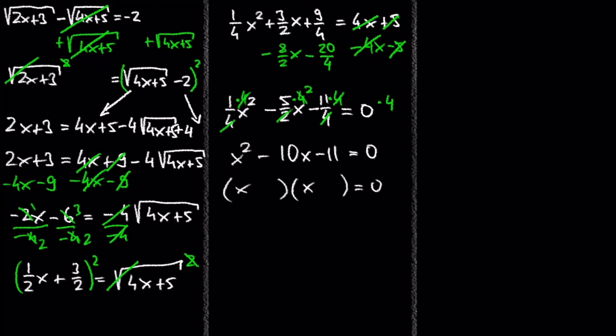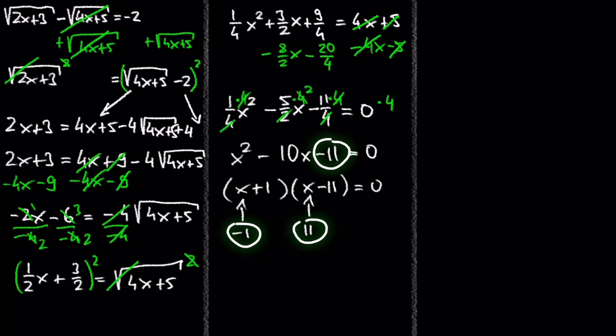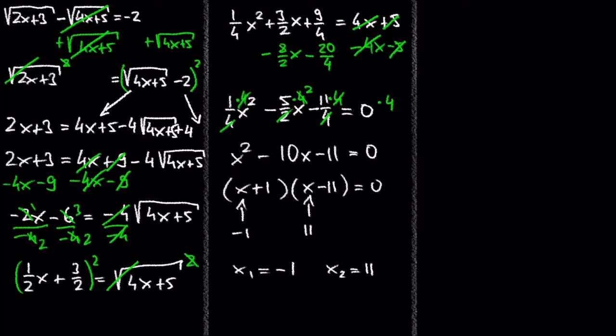Which two numbers multiplied are negative 11 and the same numbers added are plus 10? Feel free to pause the video and try to find the numbers by yourself. The numbers are negative 1 and 11. Because 11 times negative 1 is negative 11, and 11 plus negative 1 is 10. So our solutions are negative 1 and 11. We have to check our solutions because the index of the roots is even.